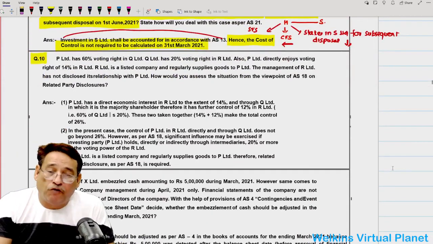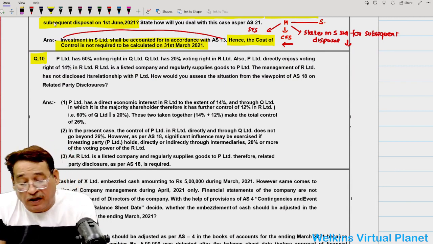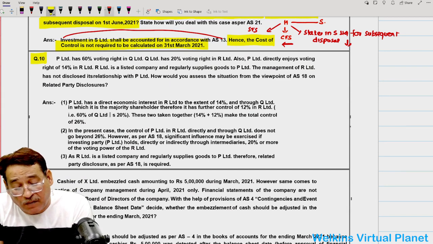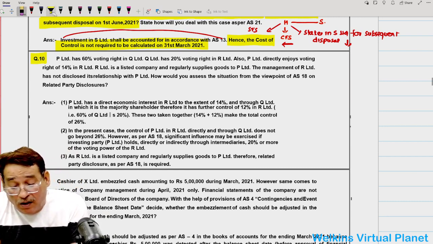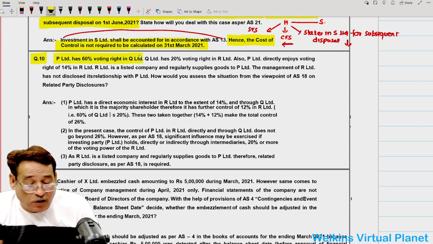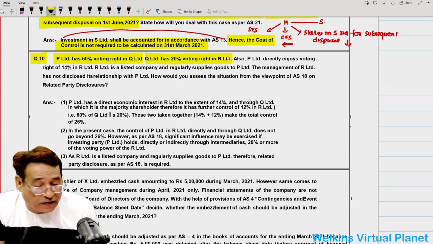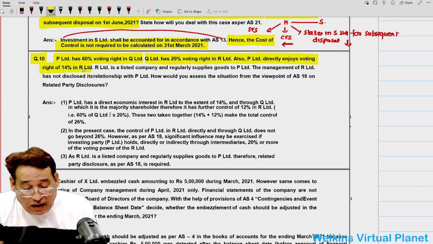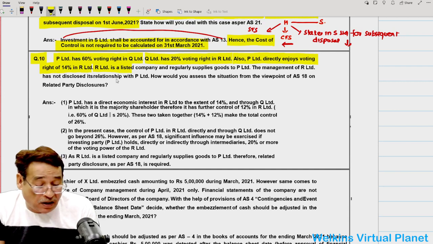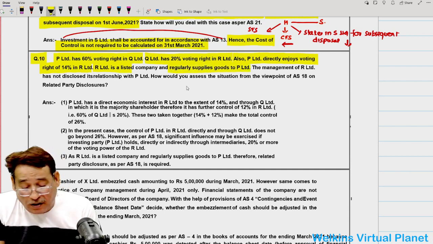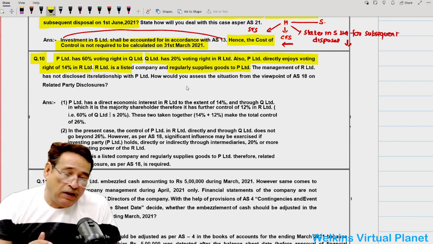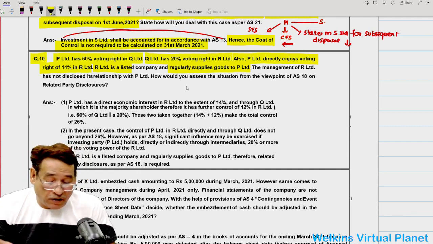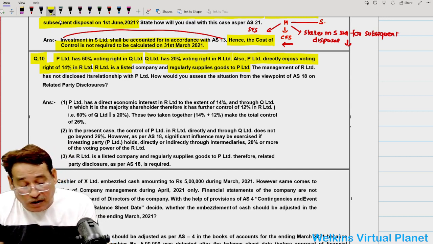Next question is, again, taken from our notes, and this question under AS18 is given. Same question, same figures, everything is same. Correct? You must have noticed so many questions in the examinations straight away taken from our notes. In this question, P Limited has 60% voting rights in Q Limited, and Q Limited has 20% voting rights in R Limited. Also, P Limited directly enjoys 14% rights in R Limited. Further, it is given R Limited is a listed company. It regularly supplies goods to P Limited, and management wants to know whether the relationship between P Limited and R Limited should be disclosed or not. So related party disclosures are required or not.